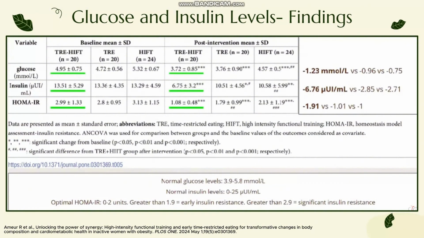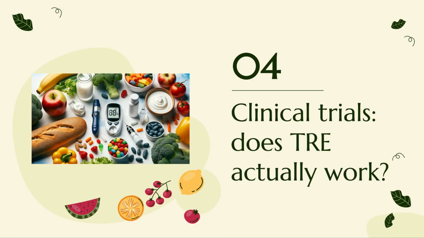What does this all tell us? So time-restricted eating had a significant impact on reducing blood glucose, lowering insulin levels, and improving insulin sensitivity, especially when combined with exercise. The TRE and TRE with HIFT groups saw the greatest benefits, bringing their glucose and insulin resistance back to healthy ranges. This shows that by just simply adjusting when you eat, you can see big improvements in your metabolic health. So now we're going to be looking into the clinical trials.